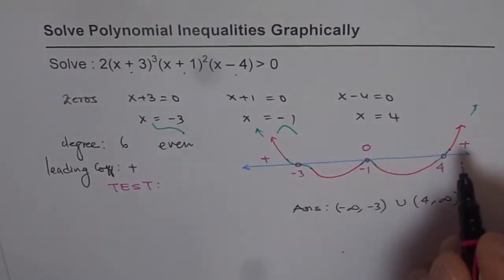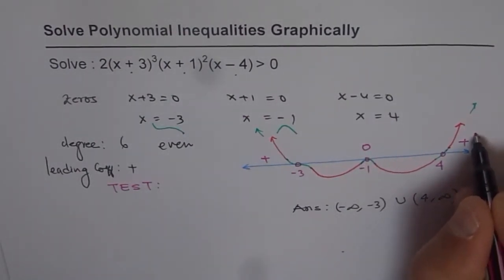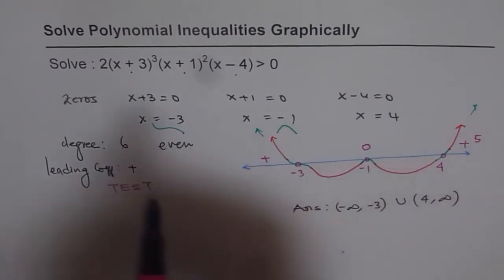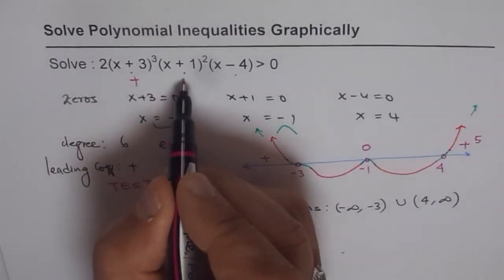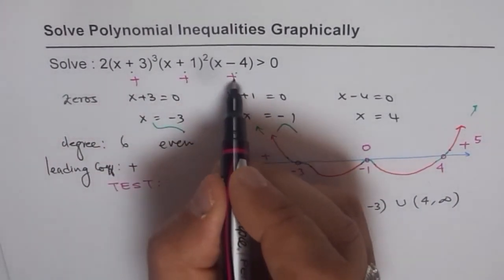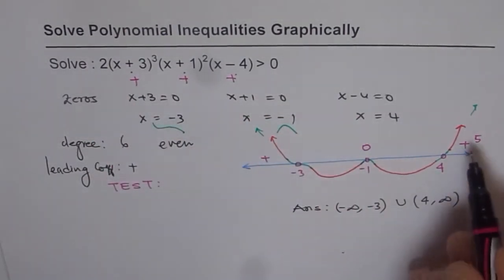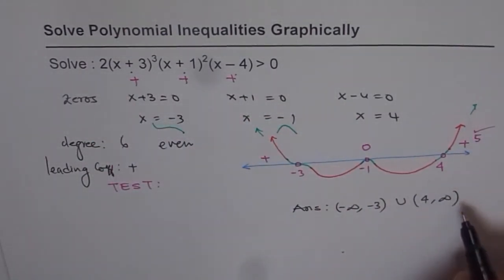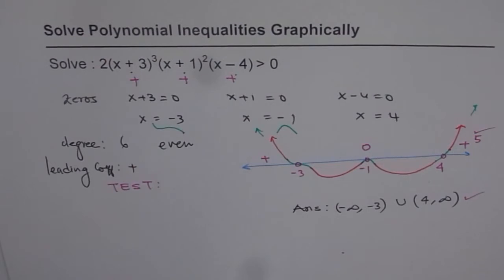You got it. Now take a test point here, let it be 5. If I write 5, then this will give me positive, this will give me positive, this will also give me positive. 3 positives will give me positive, so that is part of the solution, correct. So I have checked my answer and that is fine. So this is the perfect answer to the given question.